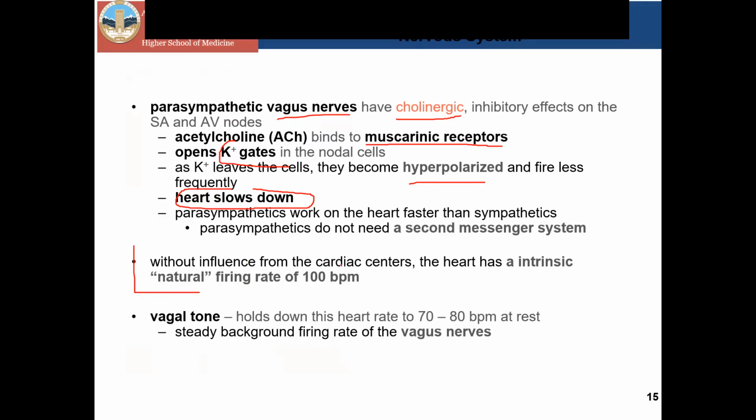And this is important. Without influence from the cardiac center, the heart has an intrinsic natural firing rate of 100 beats per minute. What does it mean? It means if our heart worked without the parasympathetic and sympathetic nerves, without the brain, only the heart working, its natural heart beating is 100. It's too much for us, yes? For us, 100 beats per minute is tachycardia.